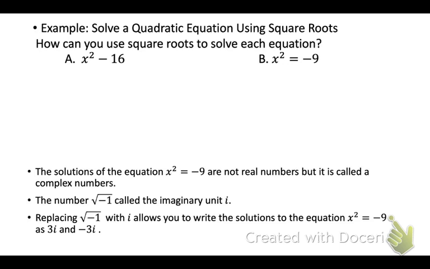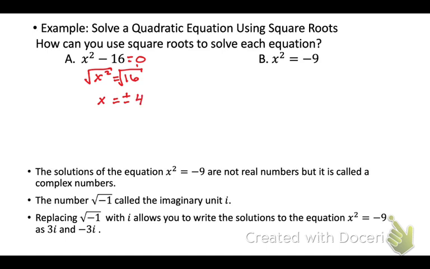Okay. Solve the quadratic equation using the square root. How can you use the square root to solve? So I said solve, yes? So we set it equal to 0 over here. Then how would I solve that? Would I add 16? Yeah. So x squared equals 16. And then to get rid of a square, I take what? Square root. So I square root both sides. So I get x equals plus or minus 4.